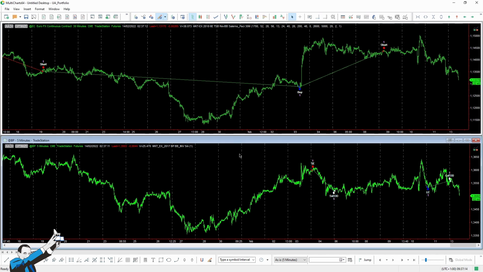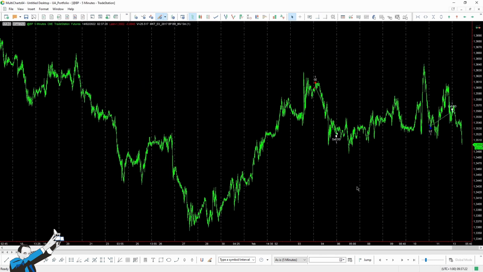Now let's focus on the results of these strategies. First of all, let's take a look at the strategy on the British pound future, which, as I said before, was built using the Bollinger Bands. Since it is an intraday strategy, it'll close all the open positions by the end of the session. We've obviously also set a stop loss and a take profit.